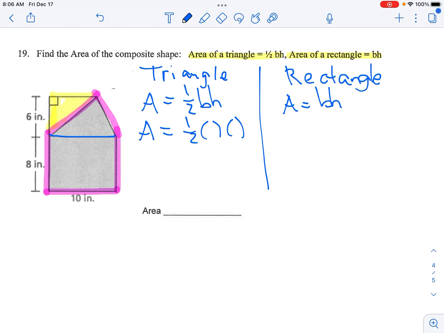So looking at your triangle, here's the base that I'm highlighting in green. There's no measurement given, but we know that opposite sides of a rectangle are congruent. So if you look at the bottom here and it says the bottom of that rectangle is 10 inches, then the top of the rectangle has to be 10 inches as well. So now I know the base of my triangle is 10, and then I see my height for the triangle over here is 6.